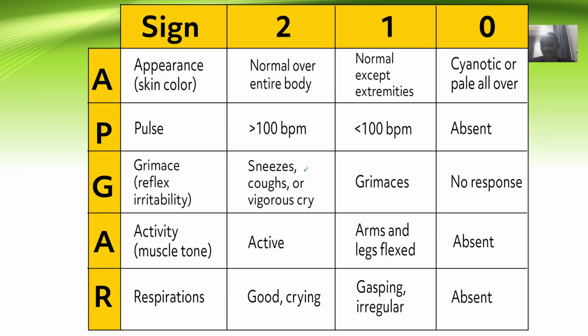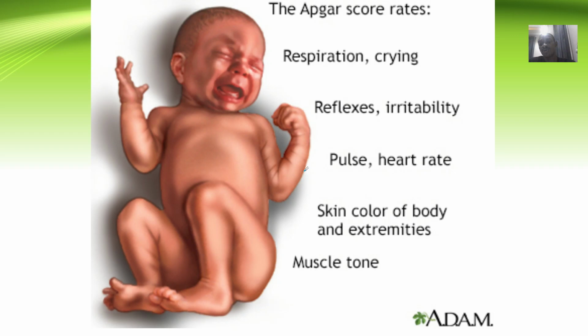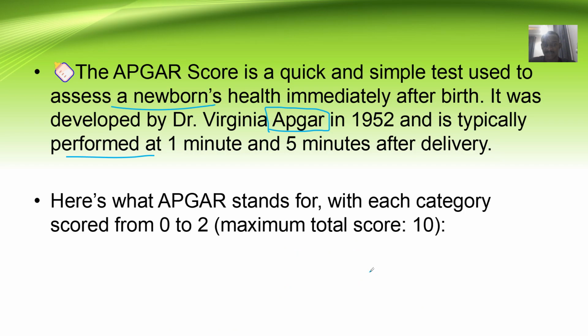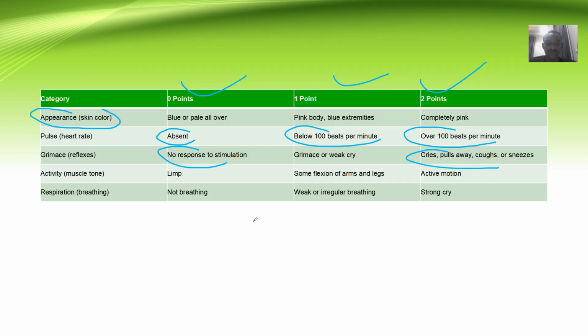Then activity: you are trying to see if the baby is strong, so you are looking at muscle tone. If limp, score of 0. If some flexion of the arms and legs, score of 1. If there's active motion everywhere, score of 2.